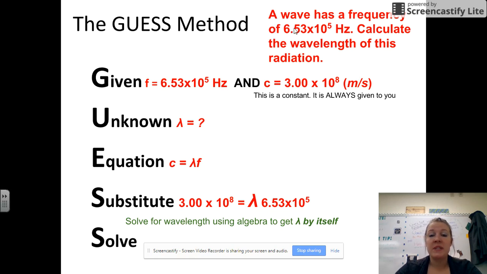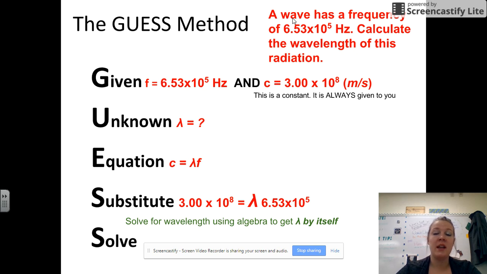A wave has a frequency of 6.53 times 10 to the 5th hertz. Calculate the wavelength of this radiation. Okay, so we're going to go ahead and use the GUESS method. The given is what is provided for us in the formula or any constants that were given.